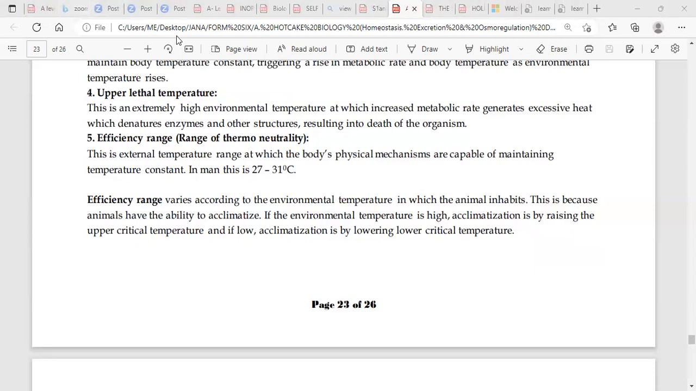So that is what happens. You can have the efficiency range changing depending on the environment or depending on the temperature where that organism is. And perhaps what takes place is what we call acclimatization. You become accustomed to a new climate. You become accustomed to a new condition. Okay. So that is the efficiency range, where we have the physical mechanisms able to regulate the body temperature with the external temperature.